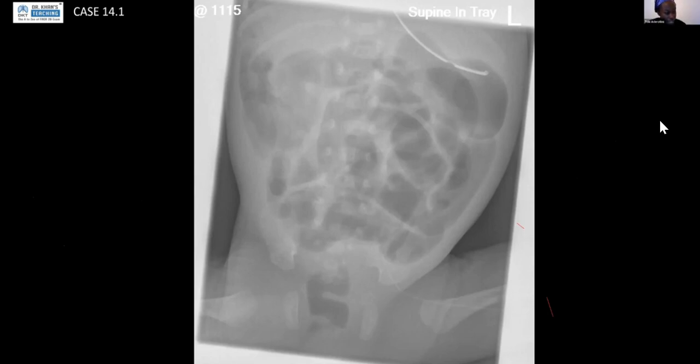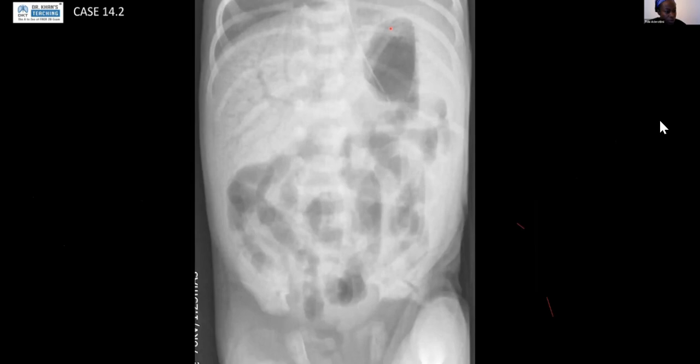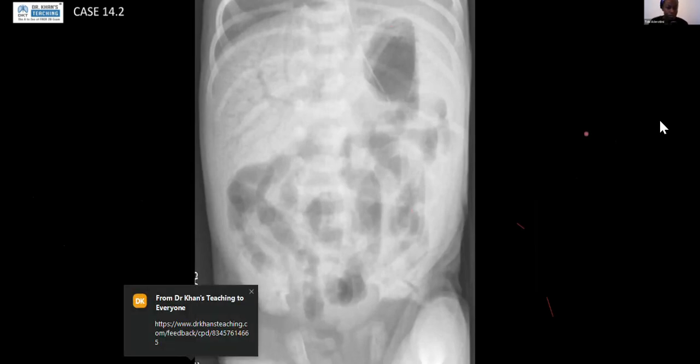Okay, perfect. And then we're going to move on to a different patient who's presenting acutely unwell on the neonatal unit. So it has an abdominal radiograph. What do you see here?